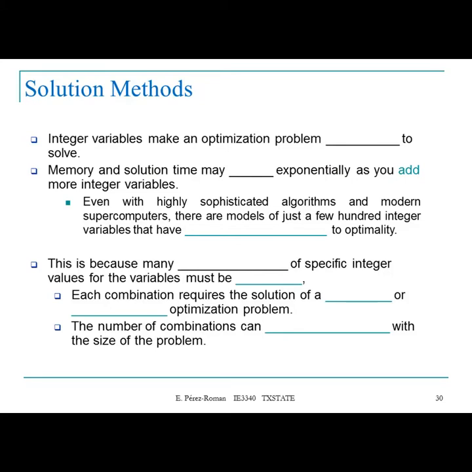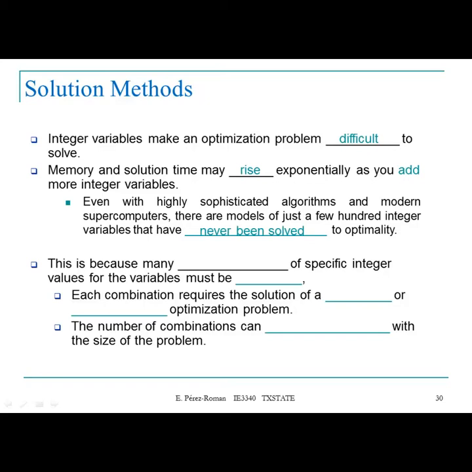Again, integer variables make an optimization problem difficult to solve. Memory and solution time may rise exponentially as you add more integer variables. Even with highly sophisticated algorithms and modern supercomputers, there are models of just a few hundred integer variables that have never been solved to optimality.